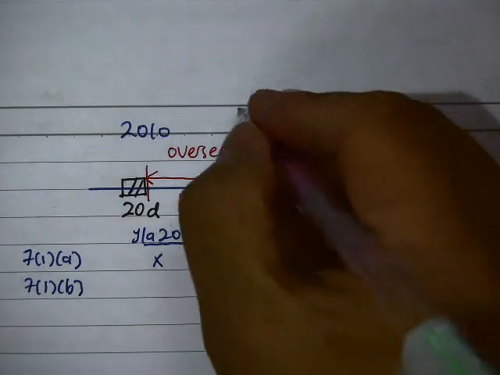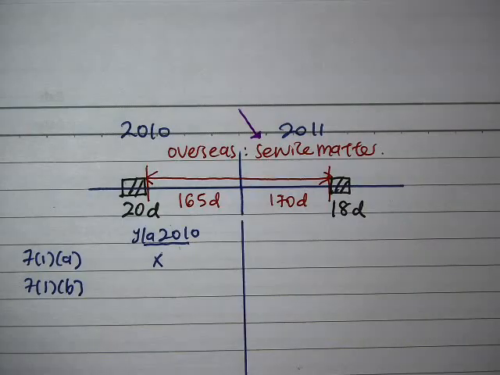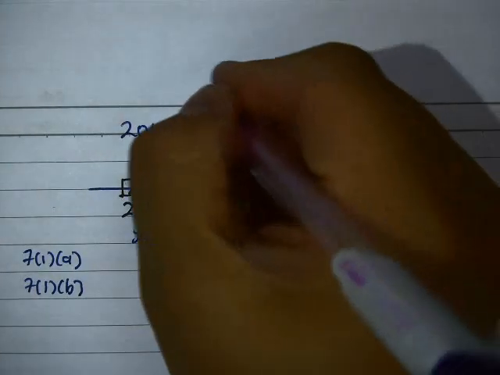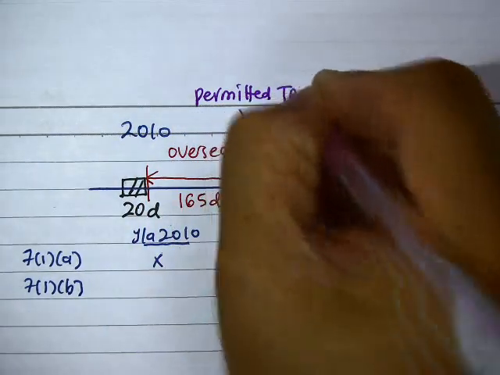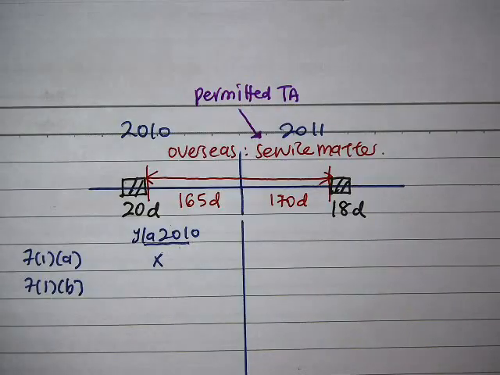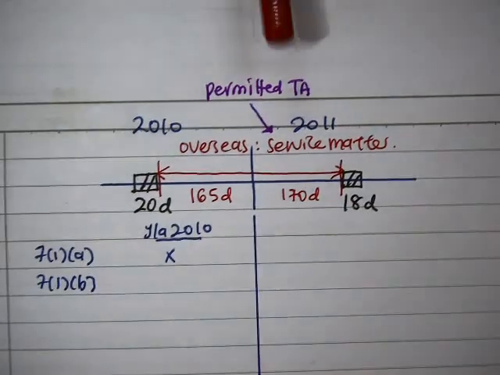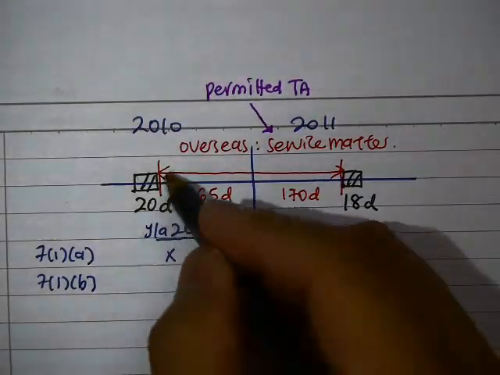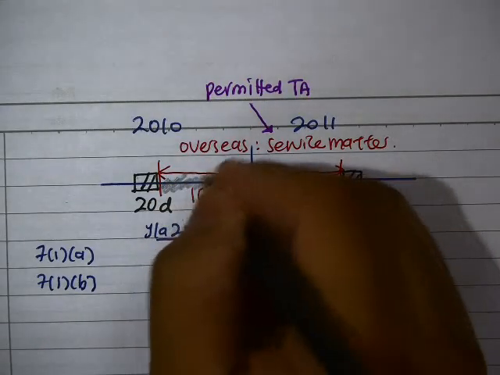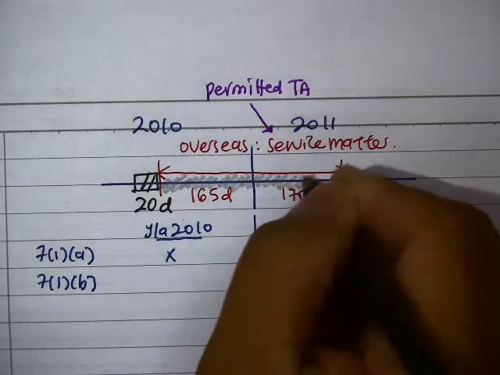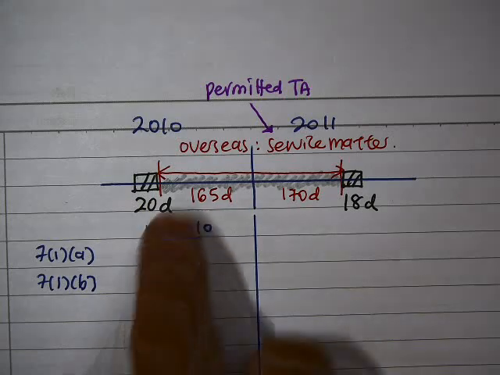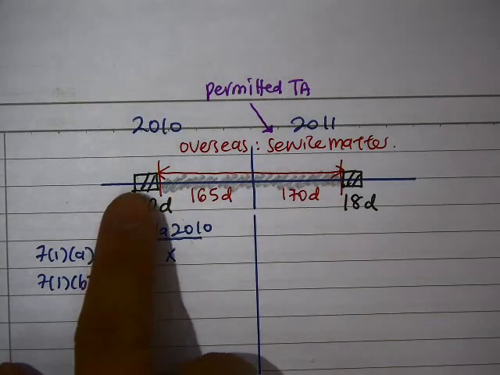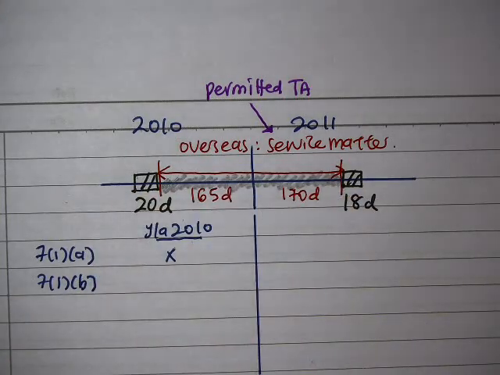Now, unfortunately, our friend here is not in the country. But the reason why he's not in the country is due to service matter, which is taken as a permitted temporary absence. So what you're going to do is just imagine that the whole period over here is actually in the country. And if you're actually in the country, can you see that the whole period is actually connected?